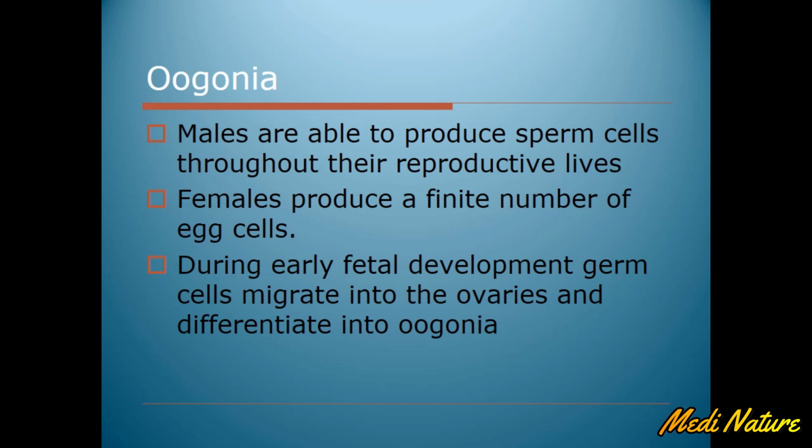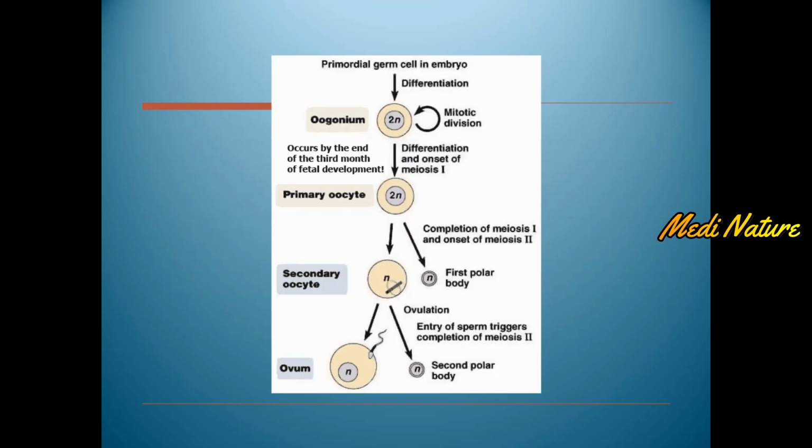When we are considering the process of oogenesis, males are able to produce sperm throughout their reproductive lives. But females only produce a limited number of egg cells during their life. During early fetal development, these germ cells migrate into the ovaries and start to differentiate into oogonia. So this picture gives you the idea how an oogonium is produced from primordial germ cells in the embryo.